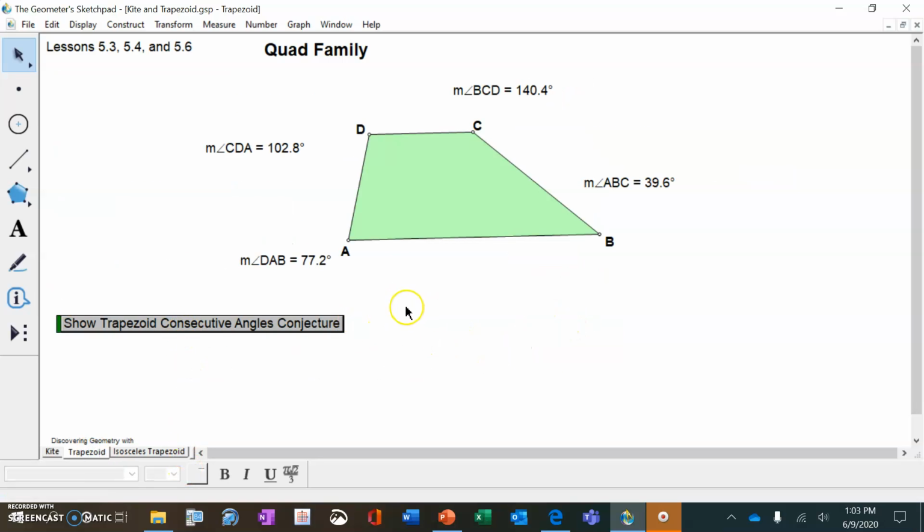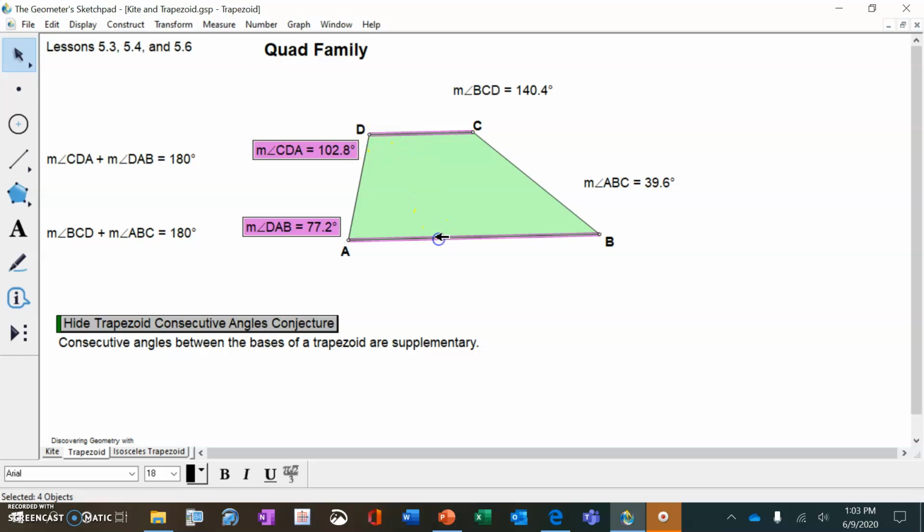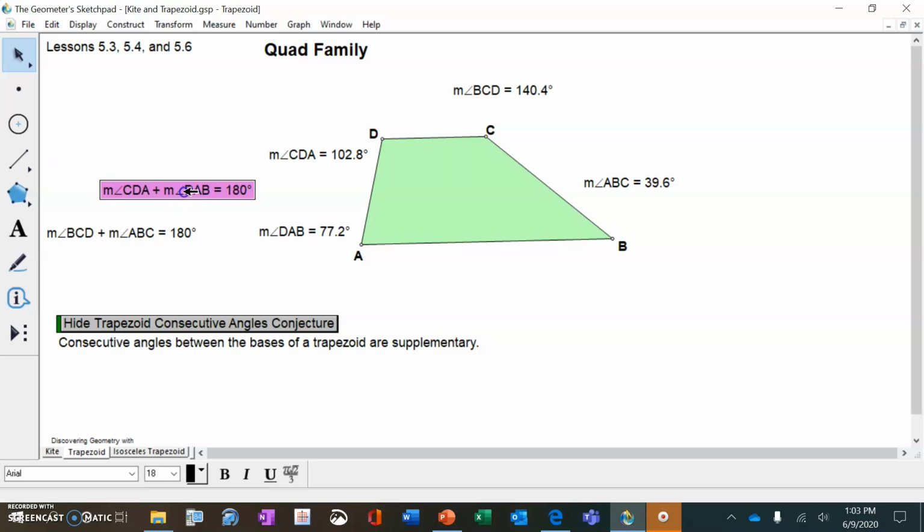So here's a trapezoid, and it says, conjecture number 38, consecutive angles between the bases of a trapezoid are. Okay, so here is this angle and this angle. They are consecutive, one right after the other between the bases. So this is a base and this is a base. So the angles between the bases are this guy and this guy. Now, if I add those up, they add up to be 180.